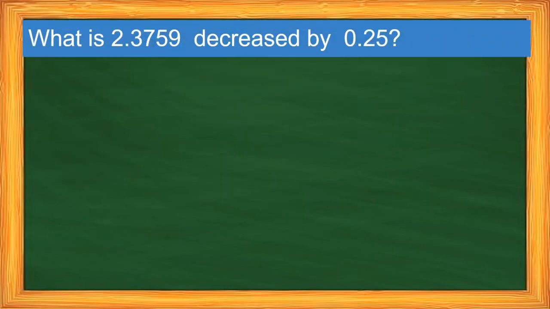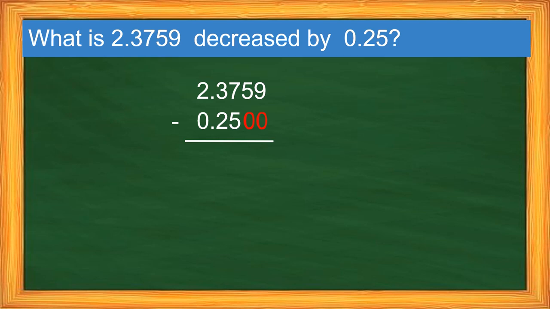Next one, we have what is 2 and 3,759 10,000ths decreased by 25 hundredths. Now, eto ngayon is subtraction. Kaya lang, pareho lang din ang gagawin. I-arrange natin in column. So, 2.3759 minus 0.25. Now, kung nakita nyo, may blanko dun sa katabi ng 0.25. So, dagdagan natin ng dalawang 0 yan para pantay na ang decimal places. And then, saka tayo mag-minus.